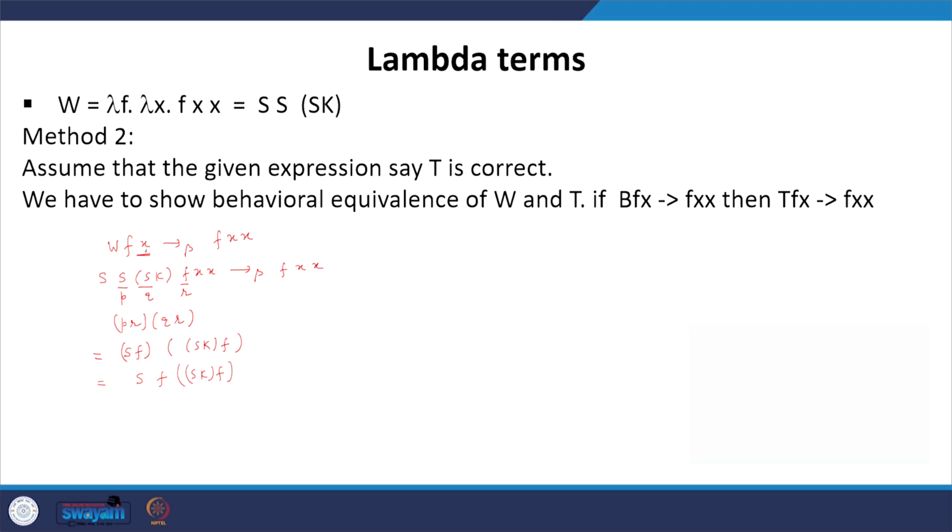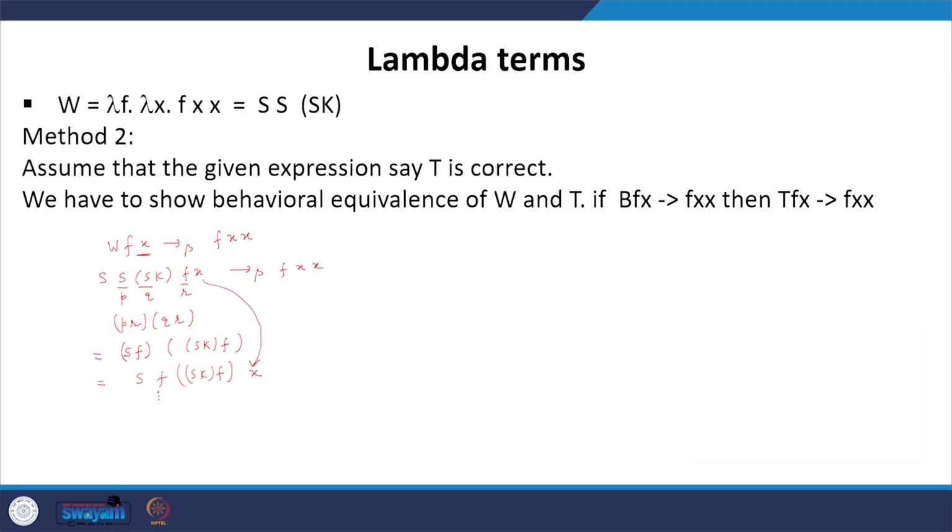Now, we have to do x. That x part was remaining. We have applied f so far, and this part is x. So, now we have applied this. What we have to now do is apply this x here. This we have to do.